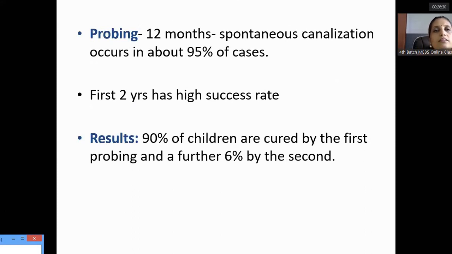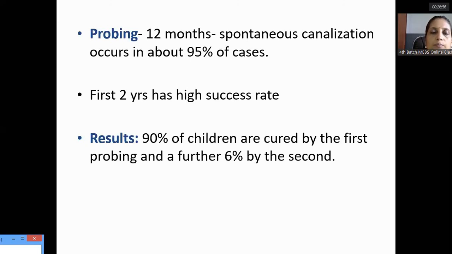So another thing is probing. We do it after 12 months. Spontaneous canalization occurs in about 95% of the cases. So the first 2 years have a high success rate. Till 2 years we can do the probing. We do the probing till 5 years of age also, but the book says that if it is done at an early age, the probing has a high success rate.